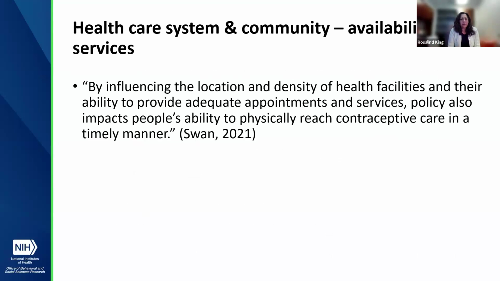At the intersection of the health system and community lies the availability of services. Policies and laws operate at the level of what could be possible. The availability of services addresses what you can actually get. So as Swan notes, by influencing the location and density of health facilities and their ability to provide adequate appointments and services, policy also impacts people's ability to physically reach contraceptive care in a timely manner.